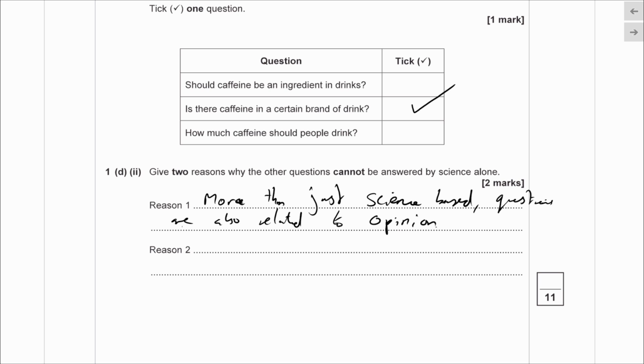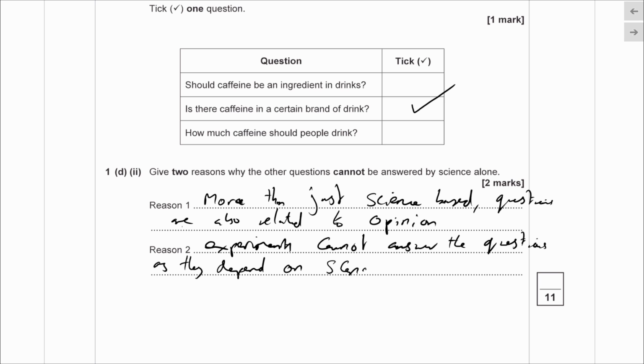Another one. If you think about it, could you possibly carry out an experiment to tell you exactly how much caffeine people should drink? Well, no, you couldn't, because people is a very broad term, and it depends on what they're drinking it for. So, experiments cannot answer the questions as they depend on scenario and each individual.